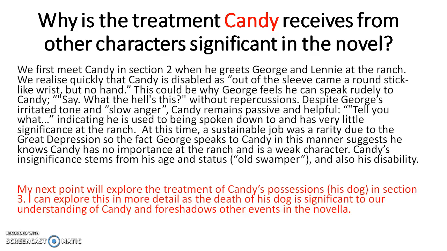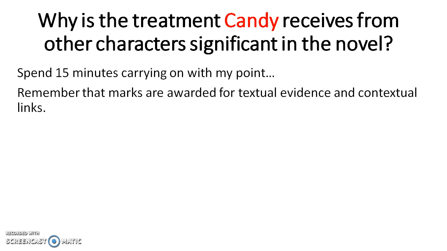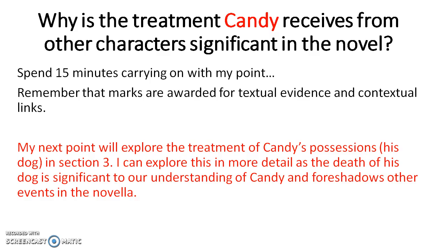So anyway, I would link my point about Candy's possessions like this. I would say, later in the novella we explicitly see the mistreatment of Candy when his beloved dog is killed. So if I were you, I would spend 15 minutes carrying on with that point, remembering that lots of marks are awarded for textual evidence, and many marks, more than half the marks for this question, are there for the contextual links which you can make.